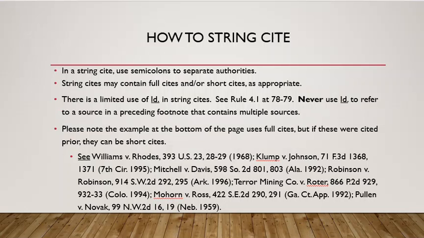So how do we string cite? In a string cite, use semicolons to separate authorities. String cites may contain full cites and or short cites as appropriate. There is a limited use of id in string cites. See Rule 4.1 at pages 78 and 79 of the Blue Book for that. Never use id to refer to a source in a preceding footnote that contains multiple sources.